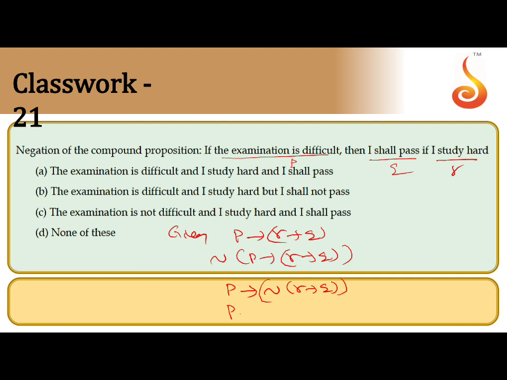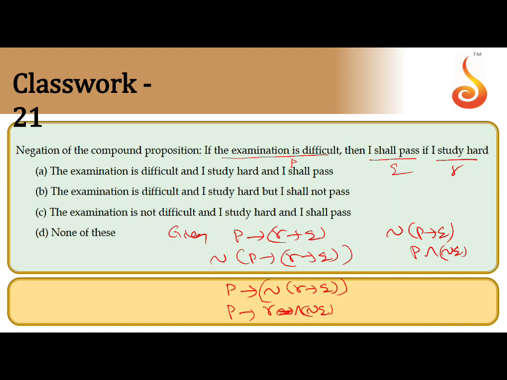Again apply negation for this one, R remains the same, and negation of Q will come. I hope you understand. So what is the property? Negation of (P implies Q) is P and negation of Q. That is the property here. So now P remains the same, apply negation for the second term. Again implication is there, that is R and negation of Q. So now P remains the same.